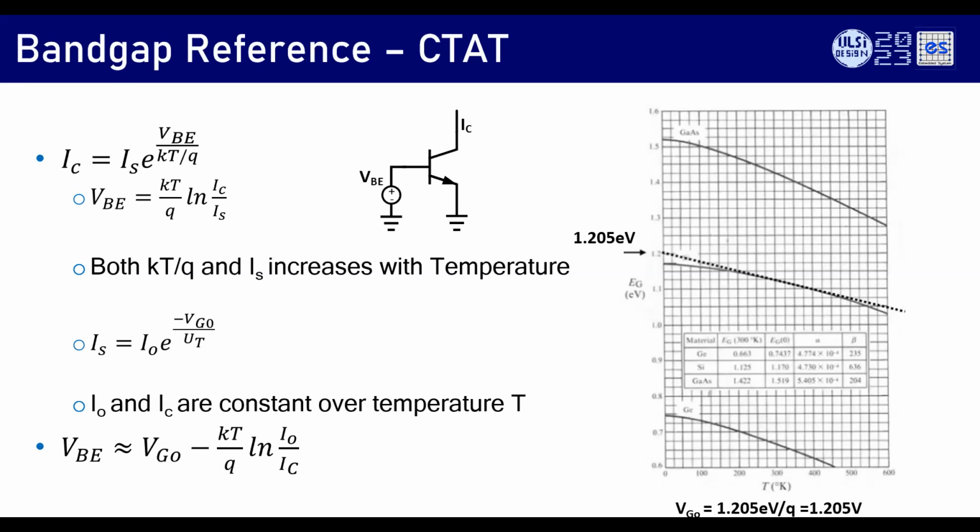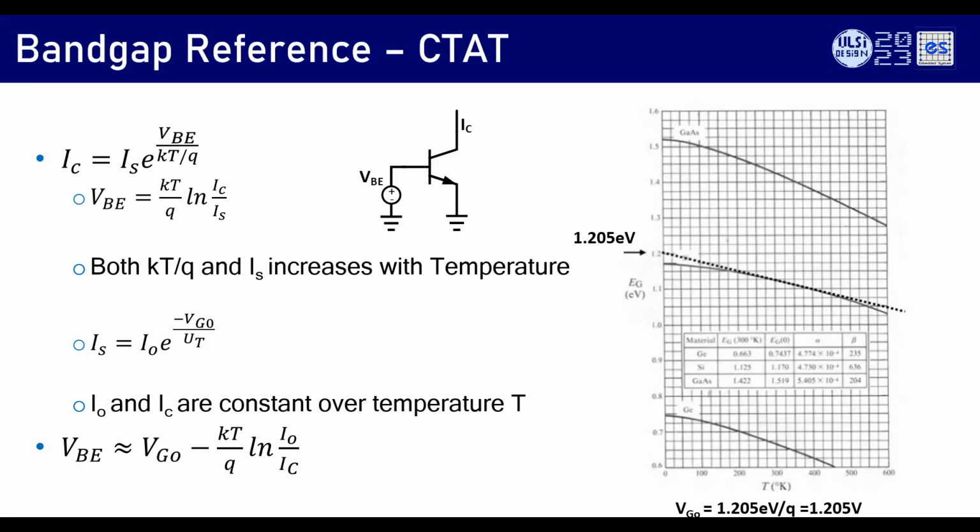If you take a diode, I will say why I put a BJT. Ideally, it can be a diode. If you look at the collector current, it's nothing but IS times e to the power VB by UT. UT is the thermal voltage. That's what the device physics people have modeled for the diode. From there, you can see that VB is nothing but KT by Q times ln of IC by IS. It looks wonderful. You see that VB is proportional to temperature.